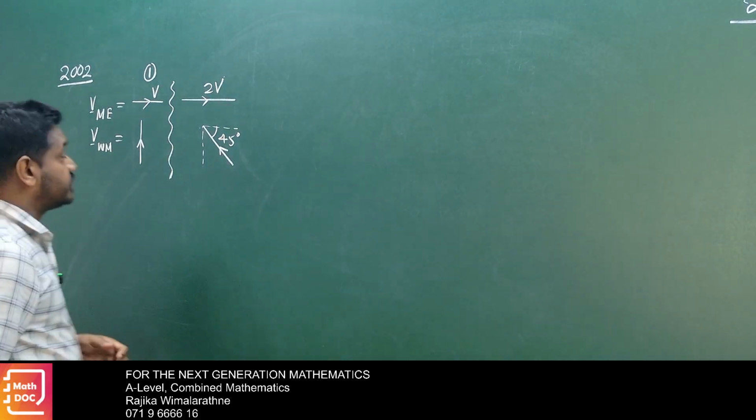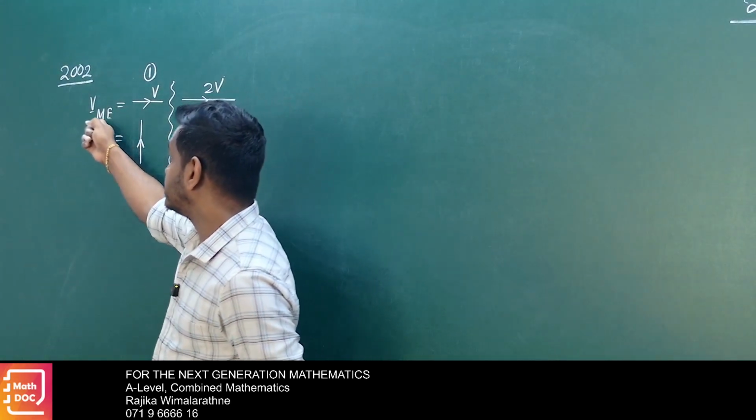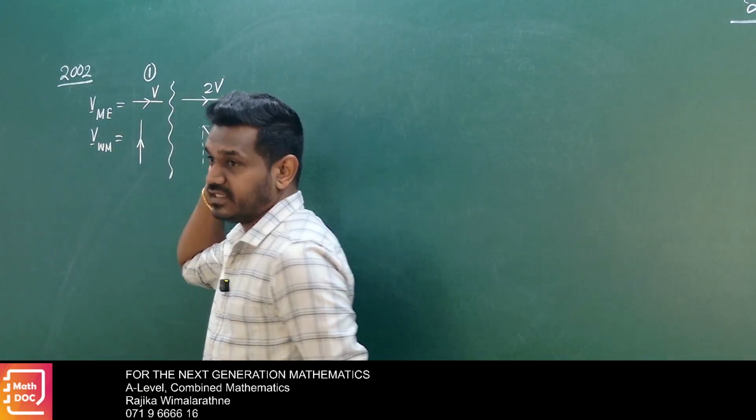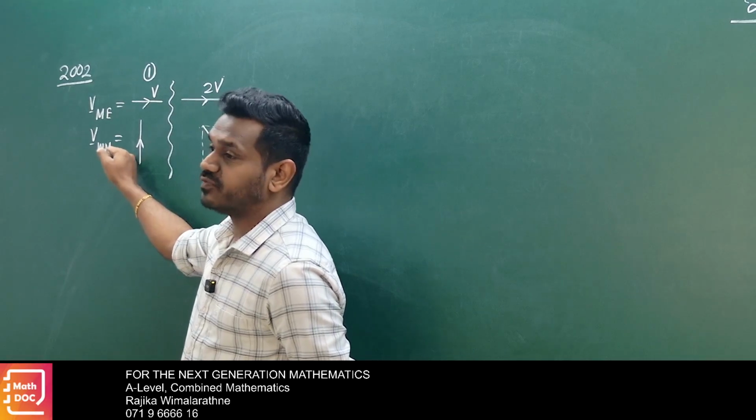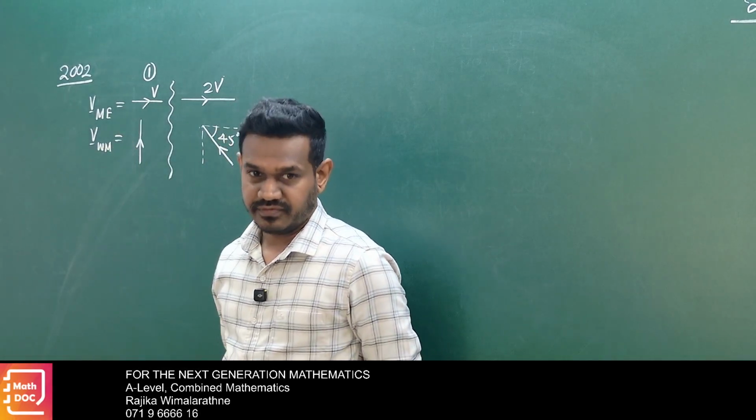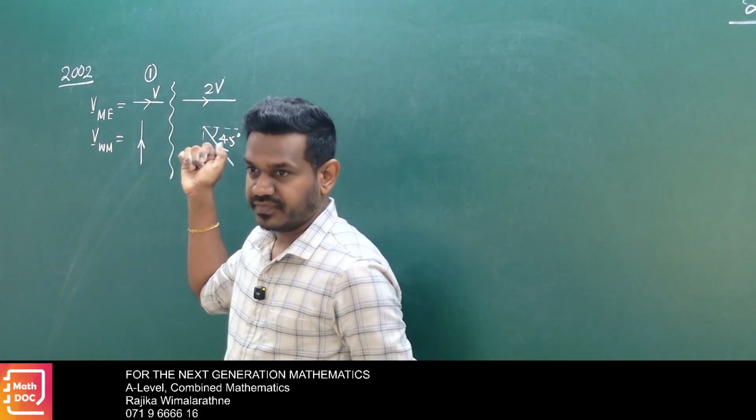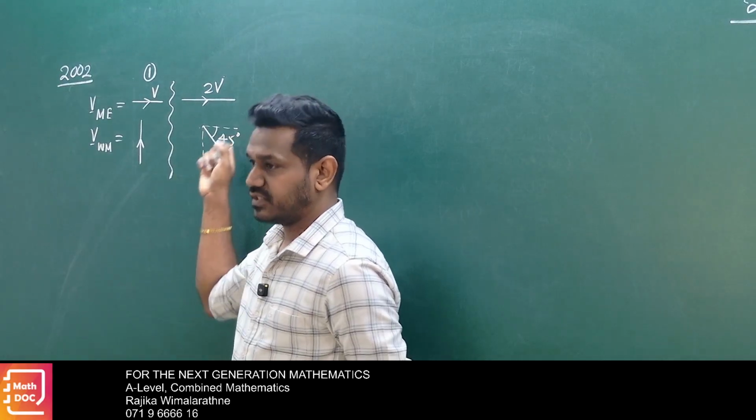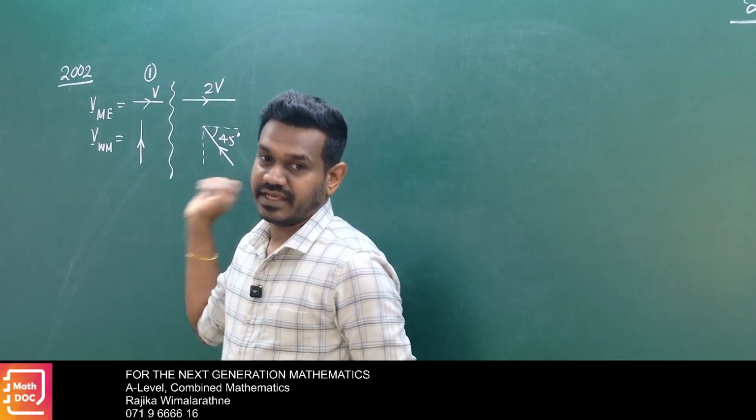Okay, 2002. Now here you identify the velocity of the man, V, due east. Then the wind appears to blow from the south. So when he doubles his speed, then the wind appears to blow from the southeast, no? So now here we have two different cases.